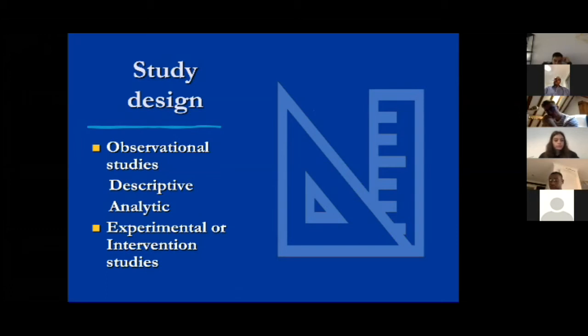So based on the design itself, clinical papers are classified into observational studies and experimental and intervention studies. Observational studies are of two types, as I've written here: descriptive and analytic. Most of the time in our clinical research as clinicians, we come across descriptive studies and analytical studies. We don't tend to get involved in experimental and intervention studies. Is that correct, guys?